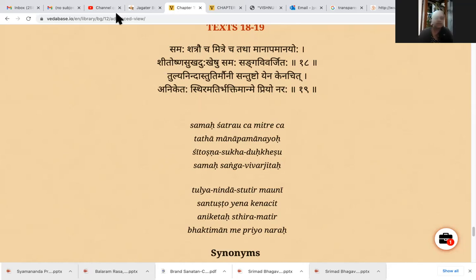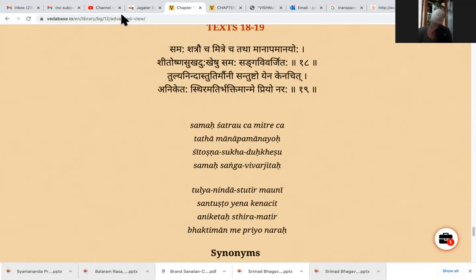Okay. I think has everyone had a chance? Are we okay with verse 18? Can we move on? Yes, Shruti. Oh, okay, Mataji. Yes. So verse 19.